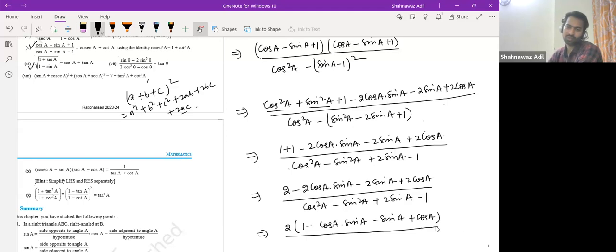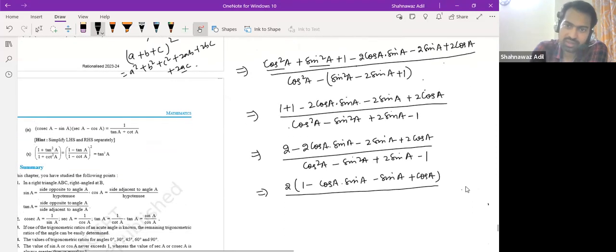Yes, what we can do further, guys? See the denominator. All the quantities are in the form of sine, right? Except this first guy. So what we can do in here? What we can do here, guys?